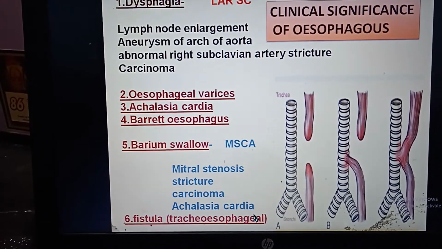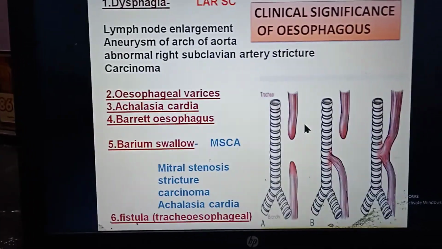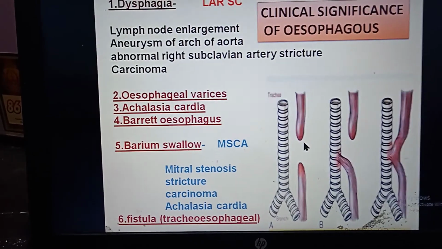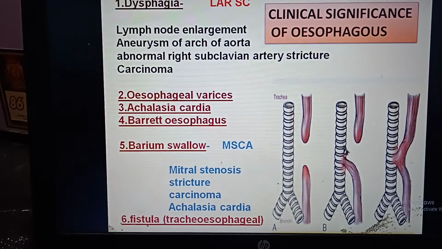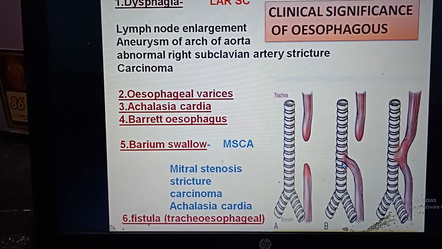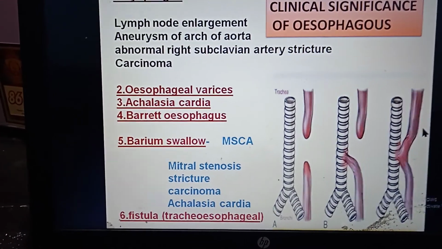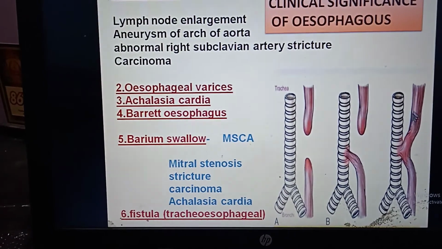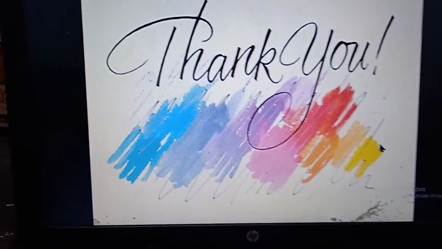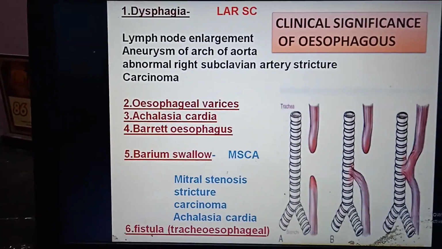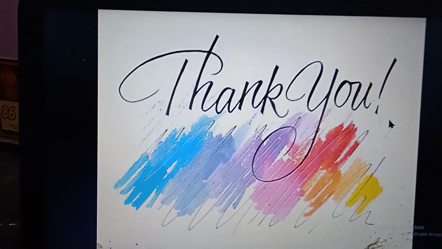And F for fistula, tracheoesophageal fistula. Here we can see this is trachea and this is esophagus, which is not communicating with each other. There is a blind tube, and here the lower one is communicating with the trachea, which is the most common type. Type B is very common. And C, when both communicate with the trachea. So food will enter into the trachea. It's a grave situation. Thank you.